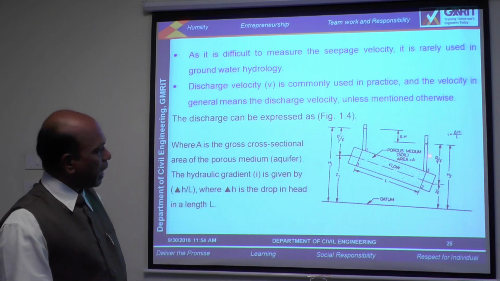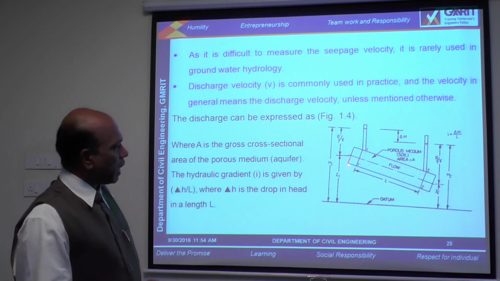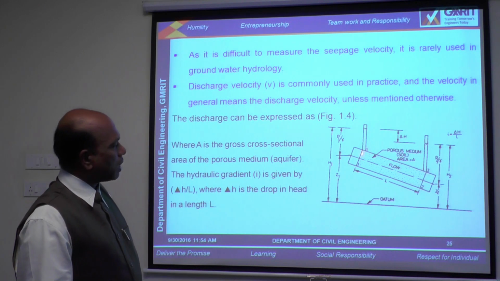Here you see the diagram. This is the soil mass of length equal to L. The water flows from this direction to this direction. Here is one piezometer installed here and another piezometer installed here. The water at the upstream side rises up to this point, whereas in the downstream side piezometer, the water level is raised up to this point.